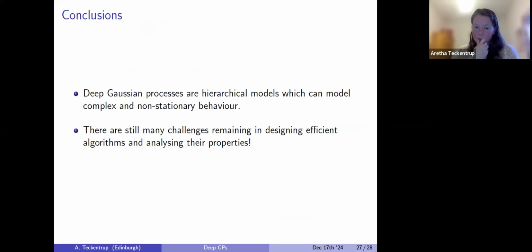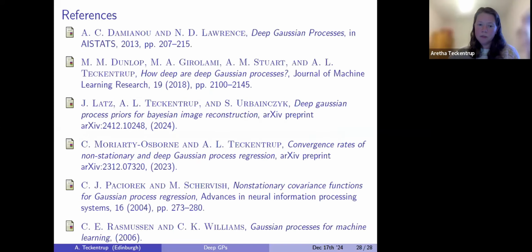Right, so that's really all I wanted to say. Deep Gaussian processes are hierarchical models that allow you to model very complex behavior. There are still a lot of open challenges, and I think it's a very exciting research area, designing efficient algorithms and also looking at the theory for this.